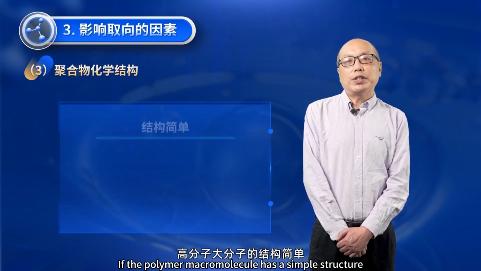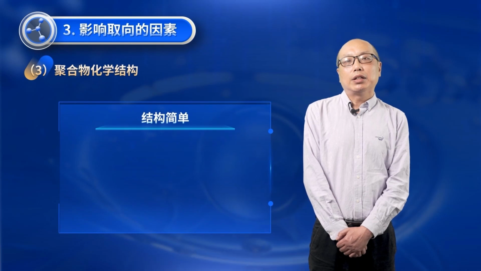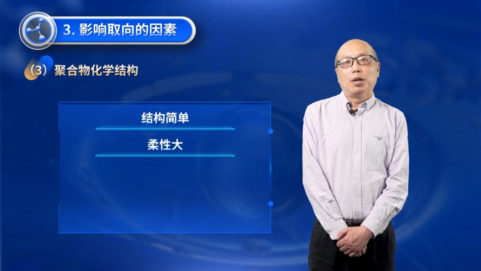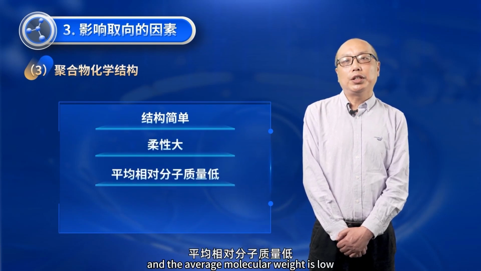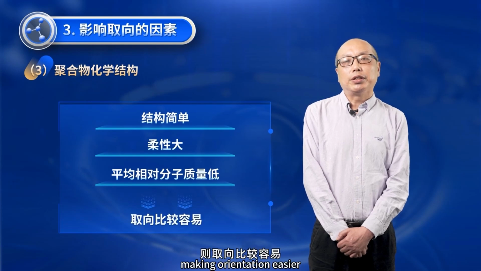Third, the influence of polymer chemical structure. If the polymer macromolecule has a simple structure, it is more flexible, and the average molecular weight is low, making orientation easier. Conversely, it is more difficult to orient.